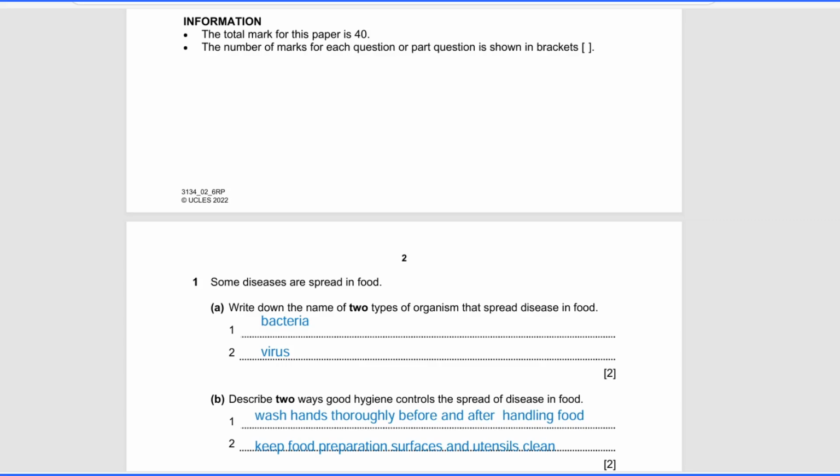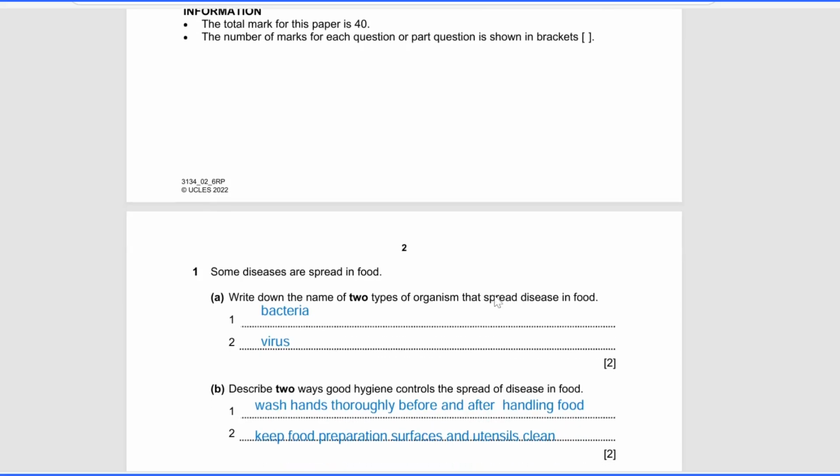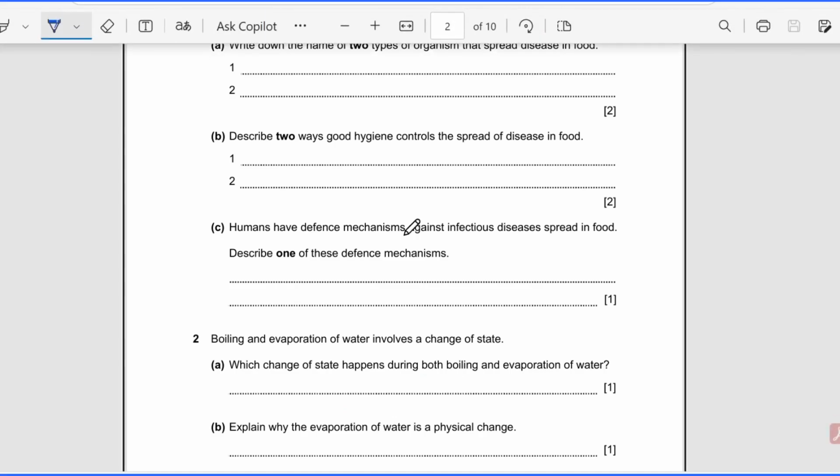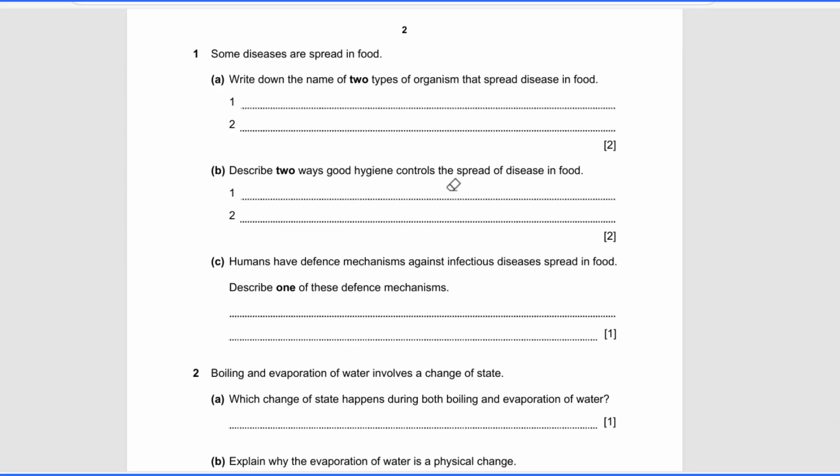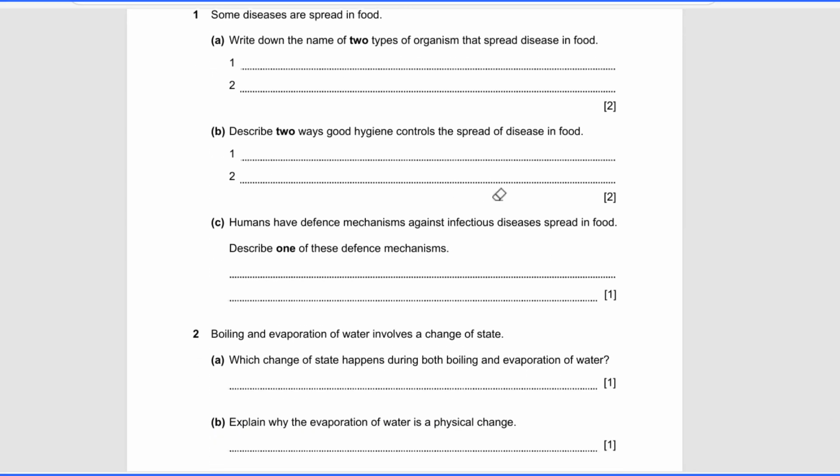Alright. Besides that, you may also answer cook food thoroughly, or if you have any other idea, please feel free to write it down in the comment section. Who knows, your answer will be useful for other viewers. Let's move on. Now we are in question 1c.